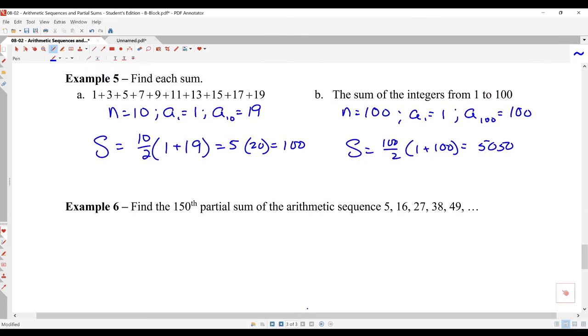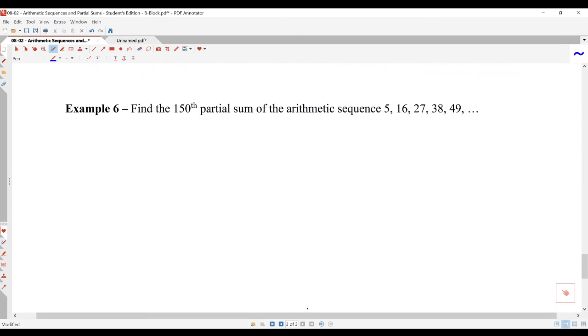So find the 150th partial sum of the arithmetic sequence 5, 16, 27, 38, 49. So what do we have here? First of all, I have 150 terms. That's what we're looking at. A1 is 5. The problem is A150 is unknown. I don't know what the 150th term is. I know 5 of the terms. I am not going to add up and find out what the 150th term is that way.